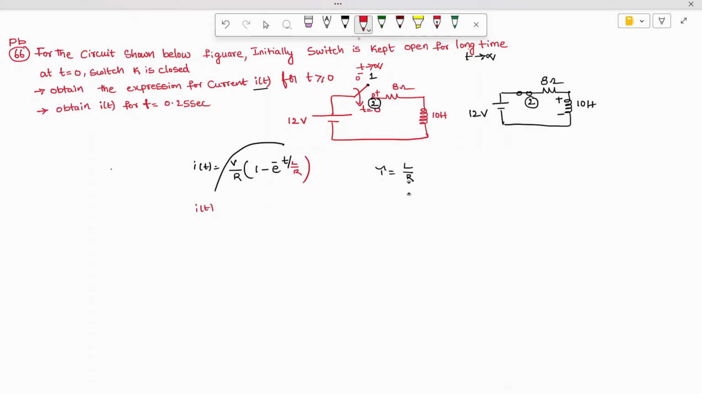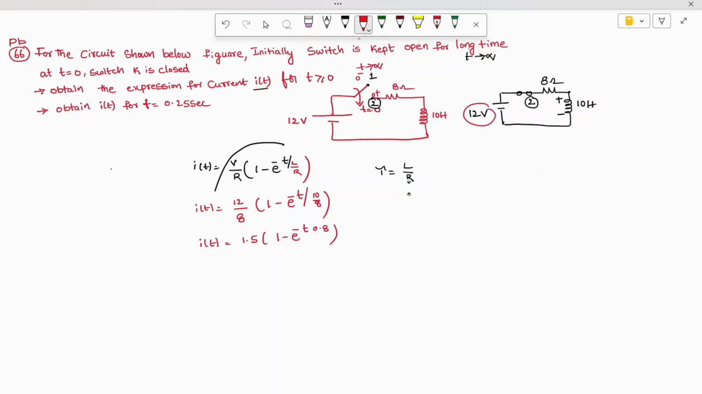Therefore, i(t) is equal to the applied voltage, 12 volts, divided by R, the resistance of the network: 12 by 8 into 1 minus e to the power minus t divided by L by R. The L value is 10, so 10 divided by 8. If you perform this, the expression of i(t) is equal to 1.5 into 1 minus e to the power minus 0.8t. When you bring it to the numerator, it's 8 by 10, which is 0.8. So this is the expression for i(t).